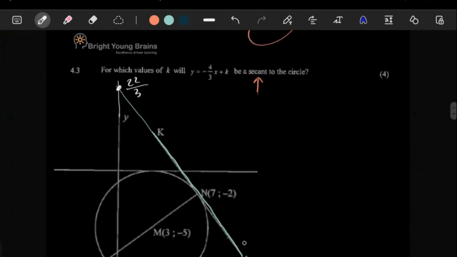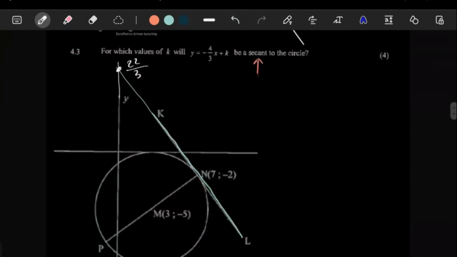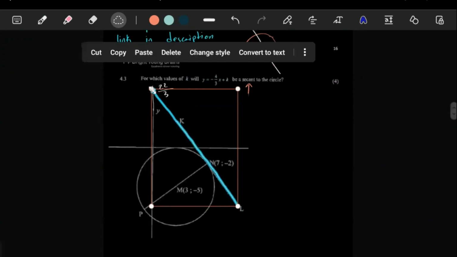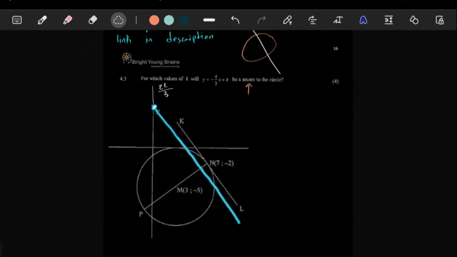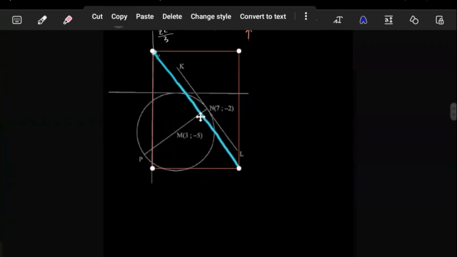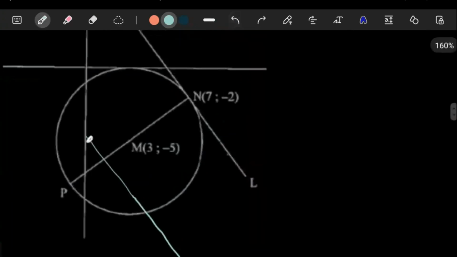So for this line to be a secant to the circle, it needs to be cutting through the circle. So for this line to be cutting through our circle here, this line has to be moved downwards. If it moves downwards a bit, you can see it's now cutting the circle. It's now a secant to the circle. And if you keep moving it downwards, it's always going to be cutting your circle.